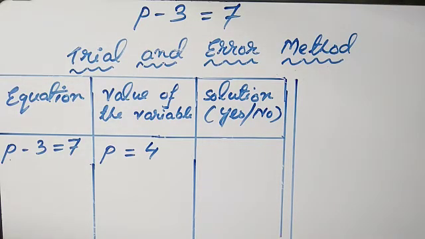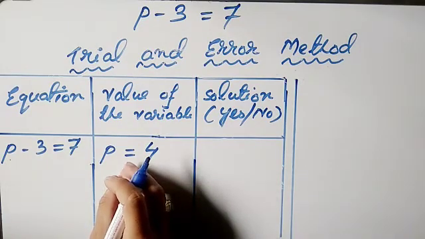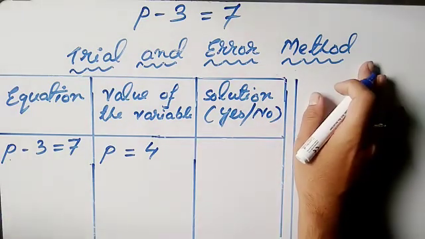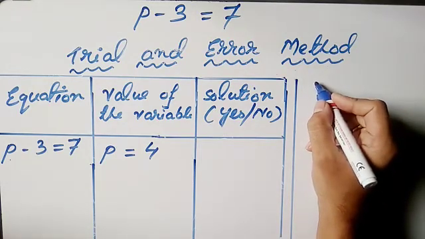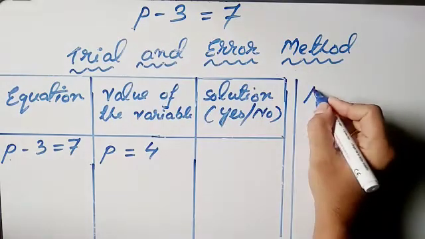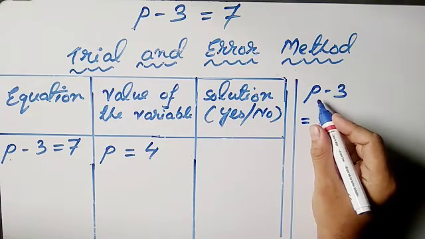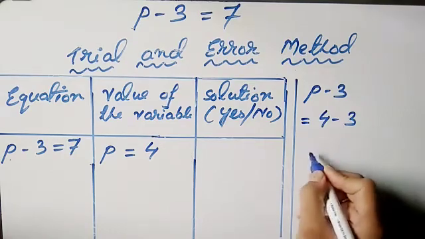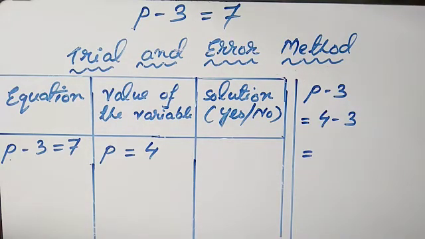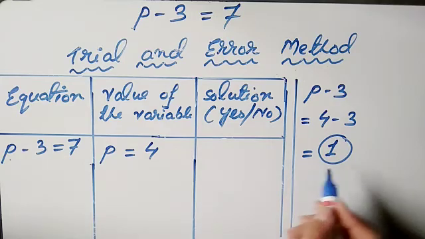P equals 4. Before we write whether p equals 4 is the solution of the given equation or not, we have to solve it in the working column. So p equals 4. The value on the left hand side is p minus 3, and we have to substitute the value of p as 4. So 4 minus 3, which is 1. So the value on the left hand side, when we take the value of p as 4, we get 1.